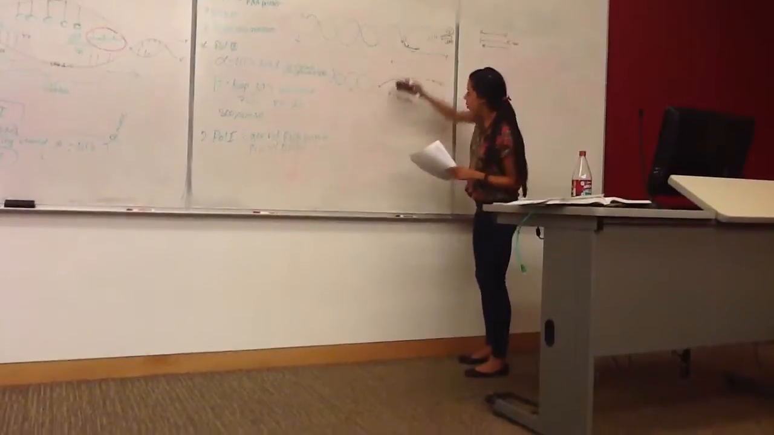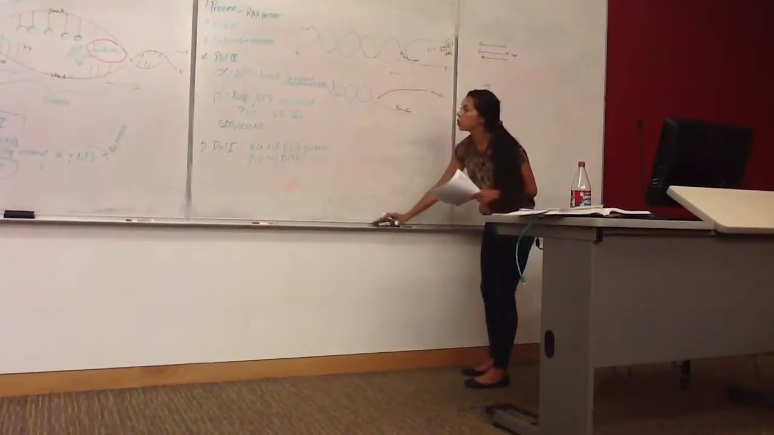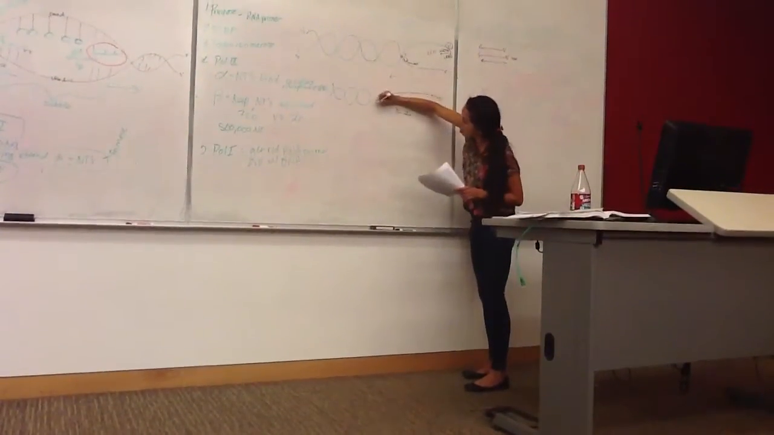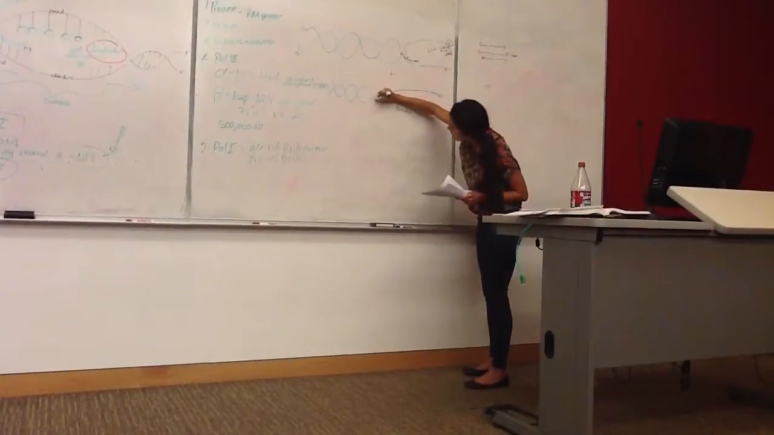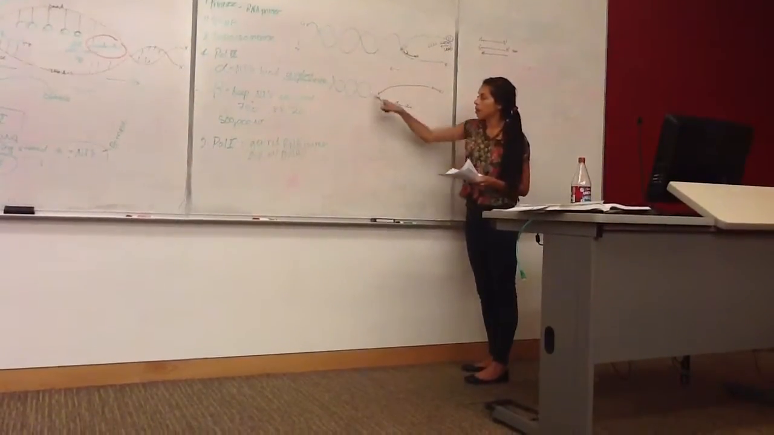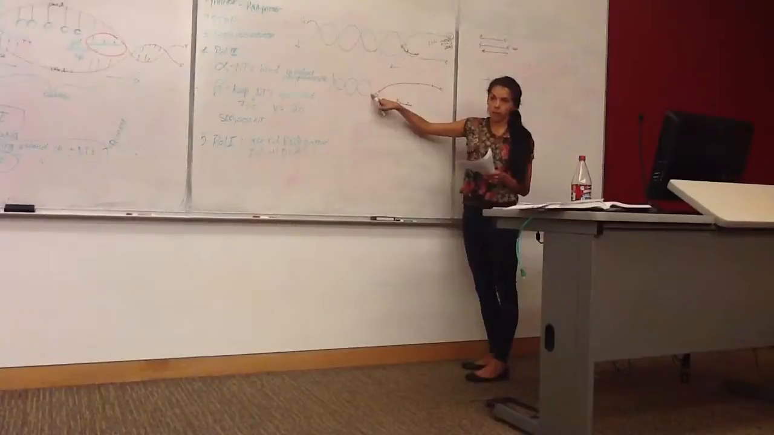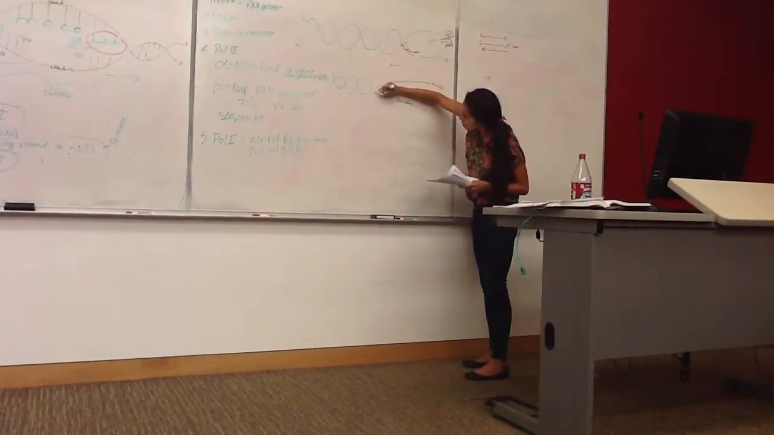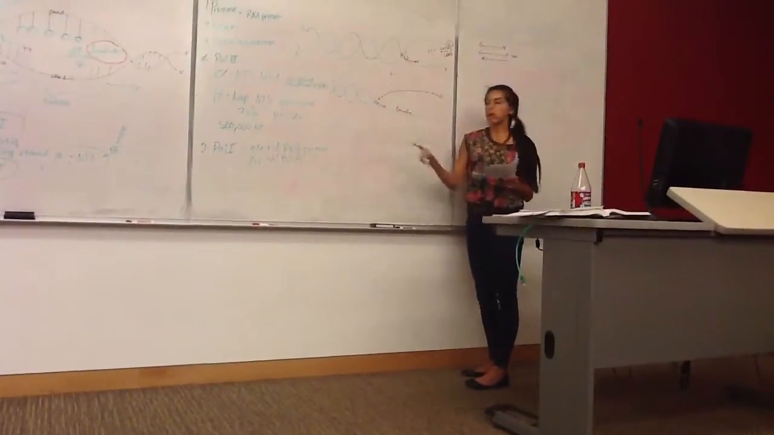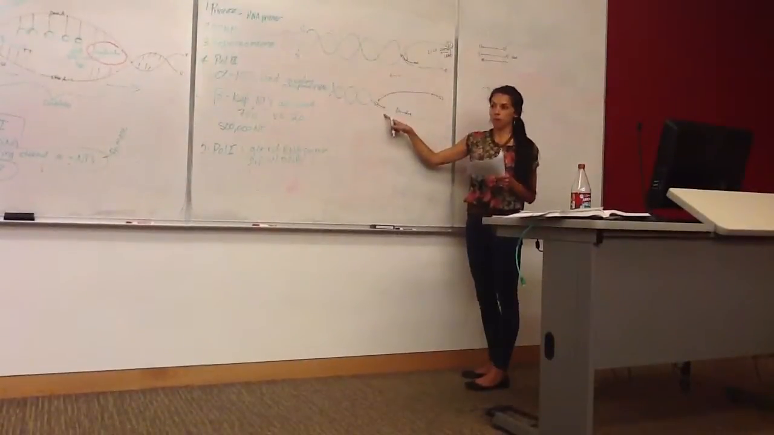So what the machinery actually has to do is primase actually has to come in again and add a new RNA primer where the replication fork is. And so then polymerase comes in and adds nucleotides 5' to 3'.